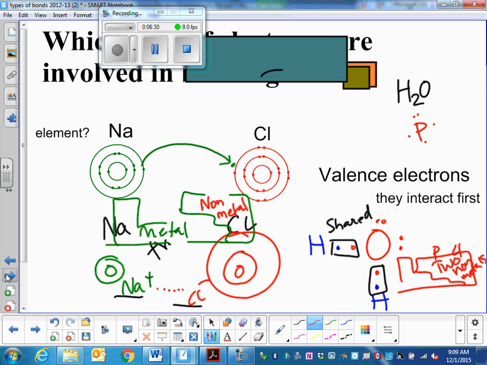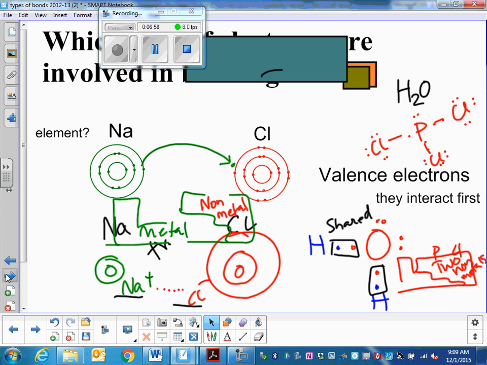Phosphorus has 5. Each chlorine has 7. Is that right? So it combines with how many chlorine? With 3 chlorines, it shares and you have a compound. So sharing of electrons takes place in a covalent bond. Transfer of electrons between a metal and a non-metal takes place in an ionic bond.